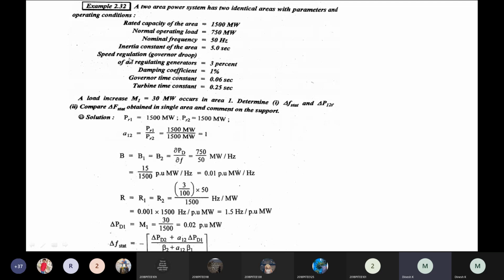The speed regulation or governor droop of all regulating generators is 3%. Damping coefficient is 1%. Governor time constant 0.06 second. The turbine time constant is 0.25 second. So a load increase, M1, of 30 megawatts occurs in area 1. In this situation, determine the change in frequency and change in power. Second, compare your del F static, that is change in frequency, with the single area, and comment on the support.